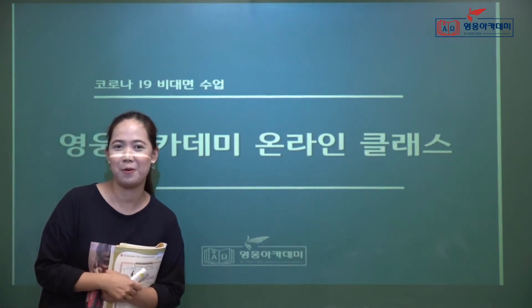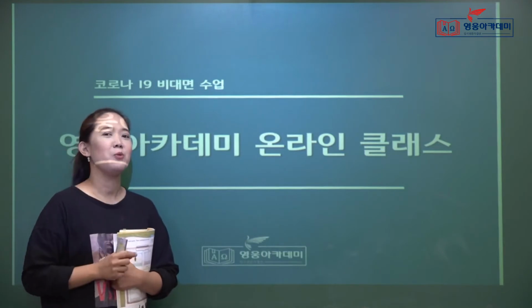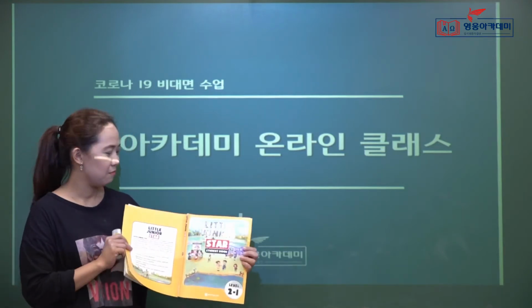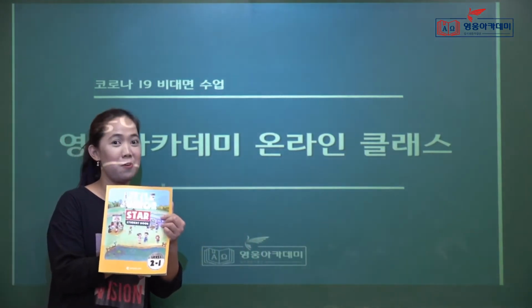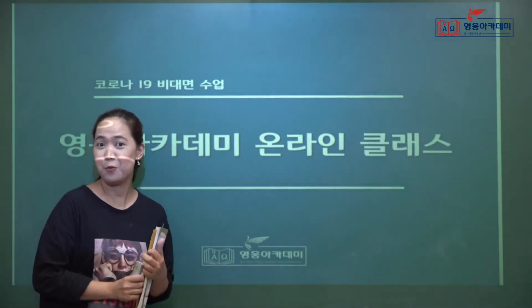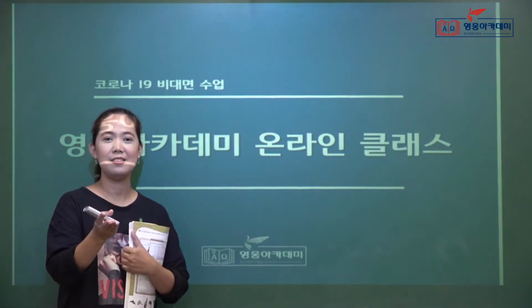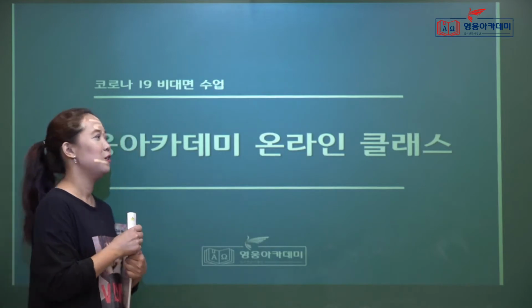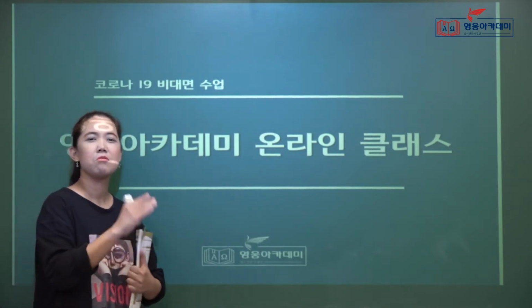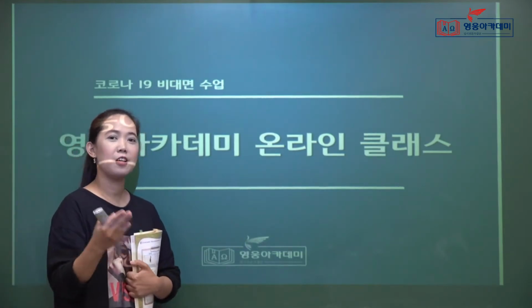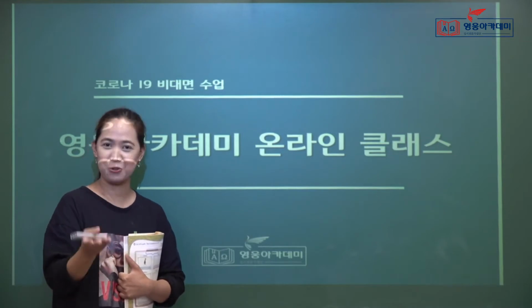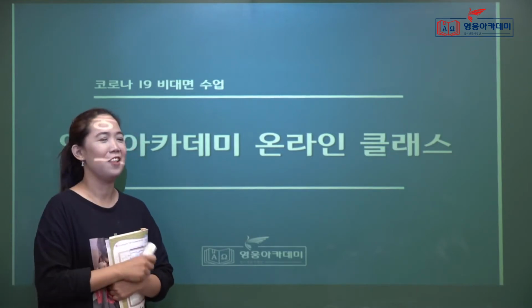Your new book. Do you remember that? Right, we started using this book, Star 2-1, and we did Unit 1. The topic was about animals, right? So we learned some verbs like run, walk, crawl, climb. Do you remember that? Good.